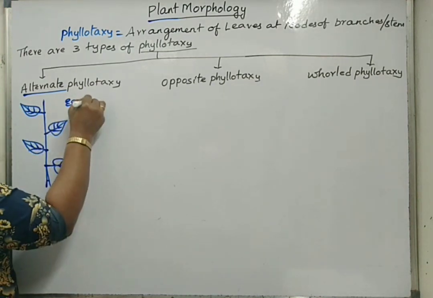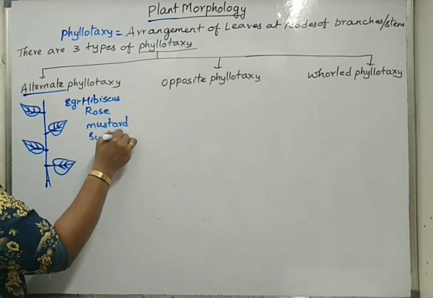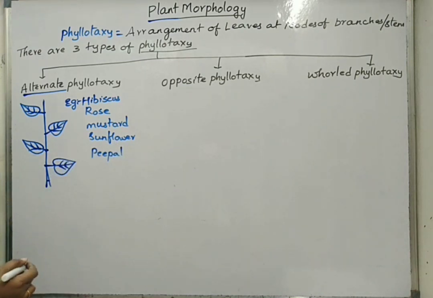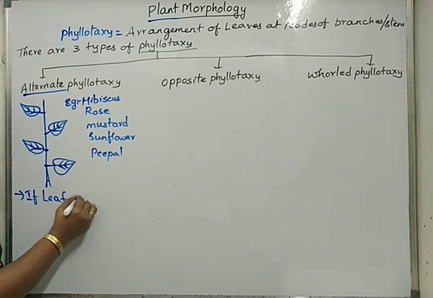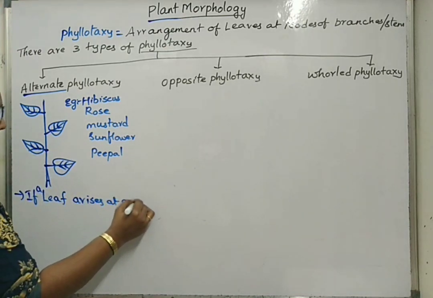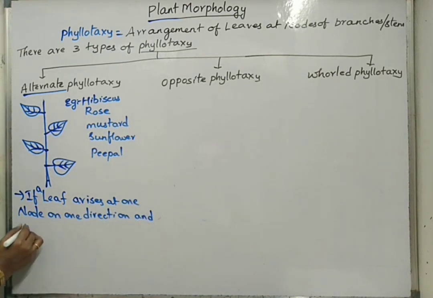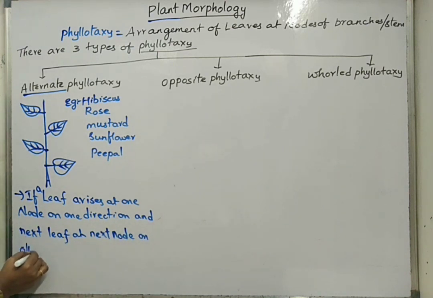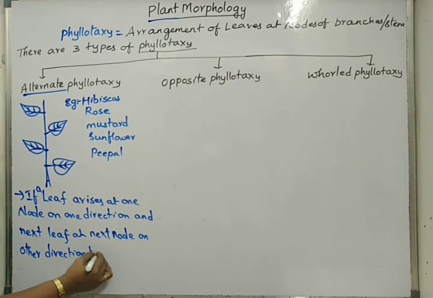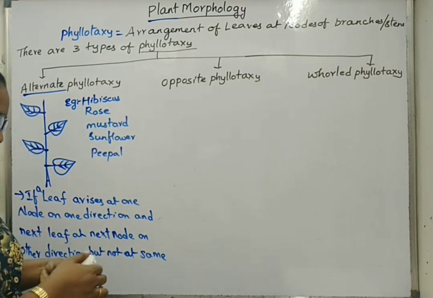Examples of such arrangement of leaves we can see in hibiscus, rose, mustard, sunflower and peepal, that is, Ficus religiosa. We will write the meaning of this. If a leaf arises at one node in one direction and the next leaf at the next node in the other direction, but not at the same node, such type of arrangement of leaf is called alternate phyllotaxy.